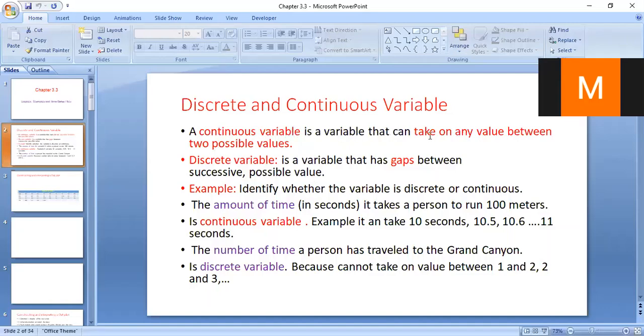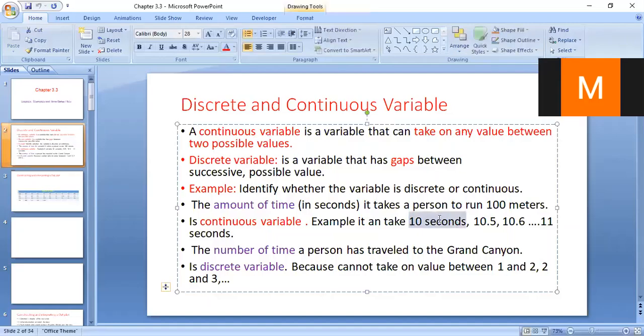A continuous variable is one where we can take any value between the two possible values. Between 10 and 11 seconds, we can take 11.1, 11.2, 11.7, 11.9, everything. That is why you call it a continuous variable.